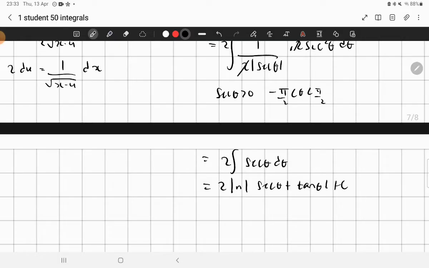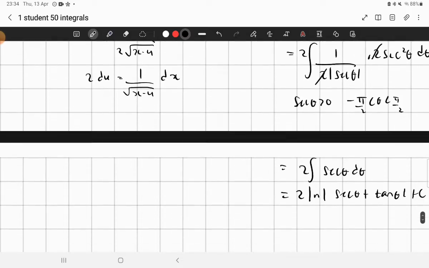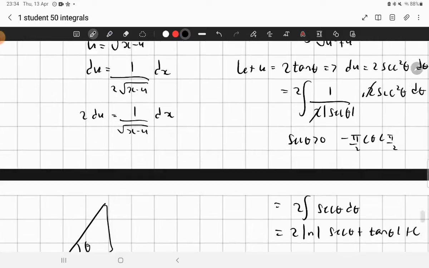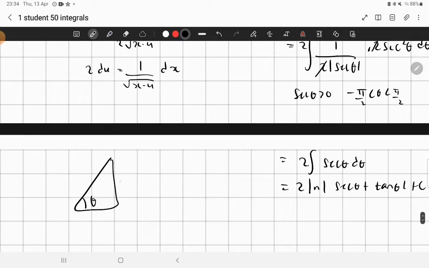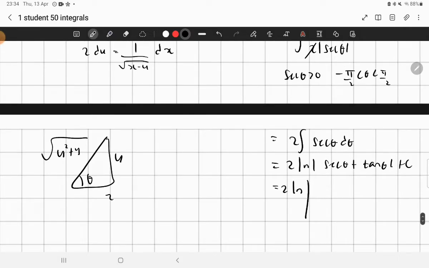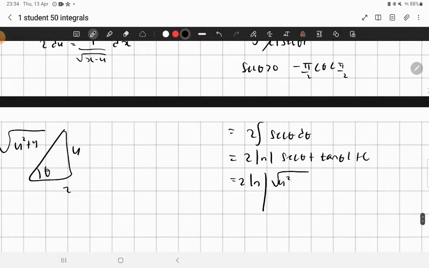And to make our answer in terms of x, the only way that I could think of is by creating a right angle triangle. We know that the theta will be toward the side u over 2, u squared plus 4 square root. So let's try 2 ln secant theta. We know that cosine theta will be side hypo, so it means that this will be the square root of u squared plus 4 over 2, and tangent theta will be, well, u over 2, then plus c.